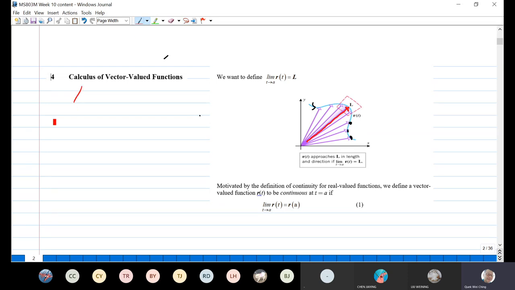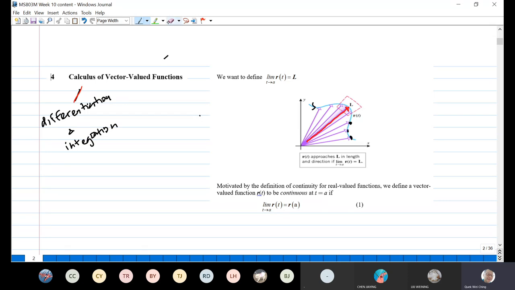One part is differentiation. Another part is integration. So calculus deals with differentiation and integration. And this time it is a vector valued function. That means the function is a vector now, okay?